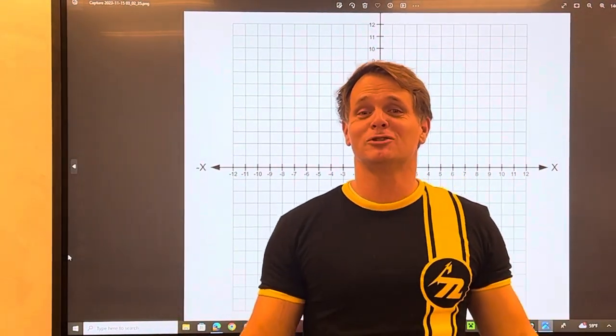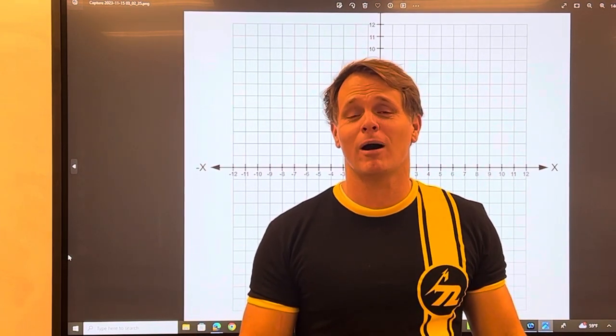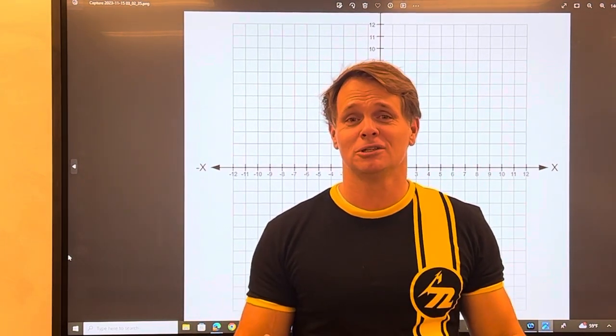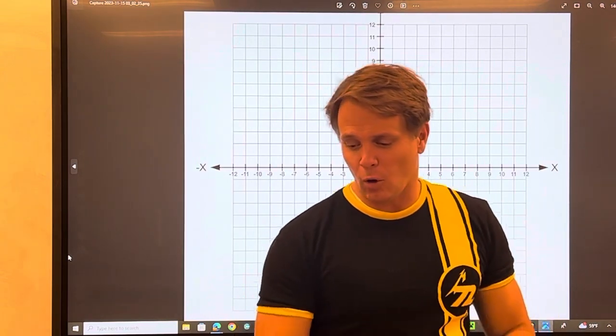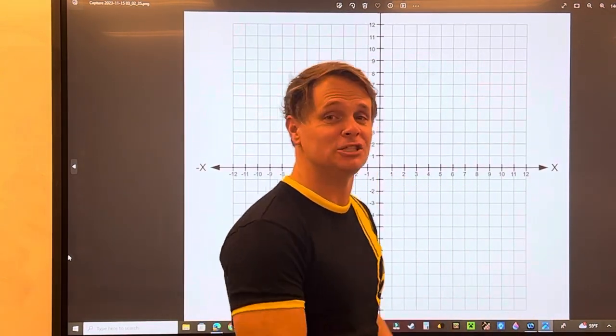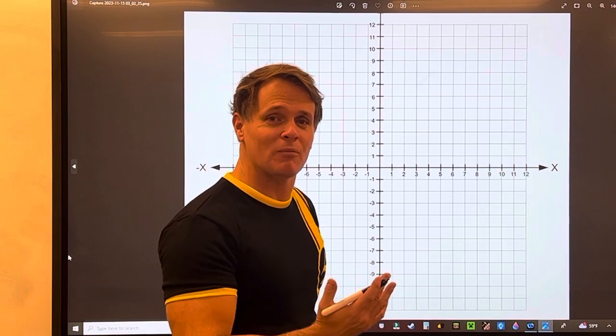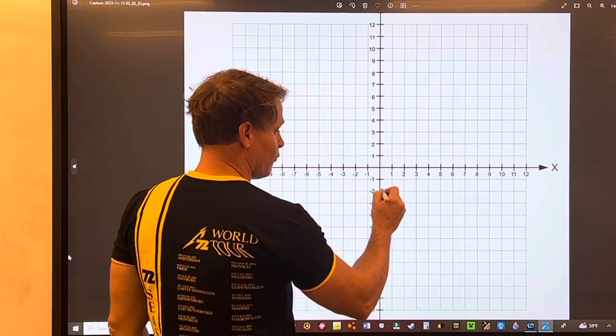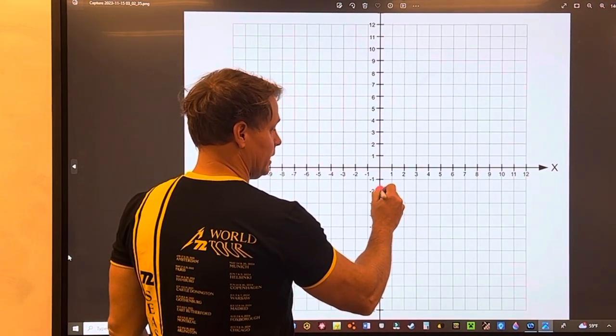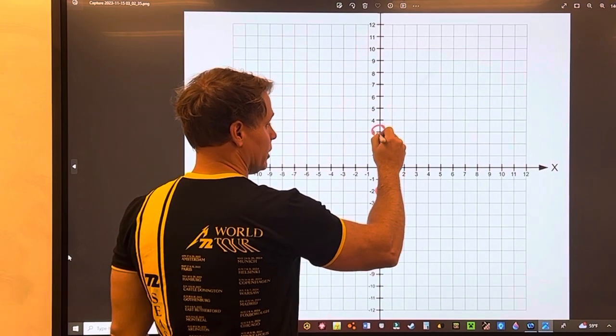I'm Mr. Naylor, and today what we're going to learn about is how to write the range of a graph in both interval and set notation. So let's start off with something easy. Let's start off with a closed circle right here and an open circle right here.